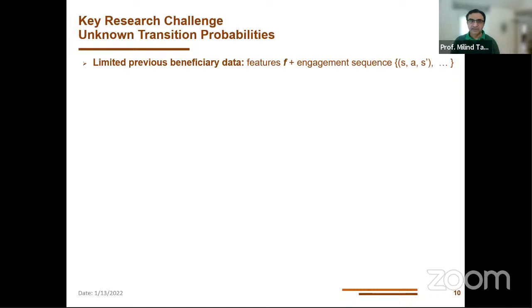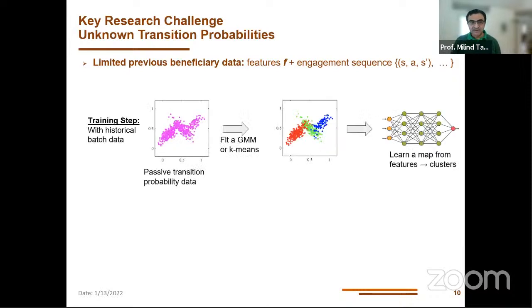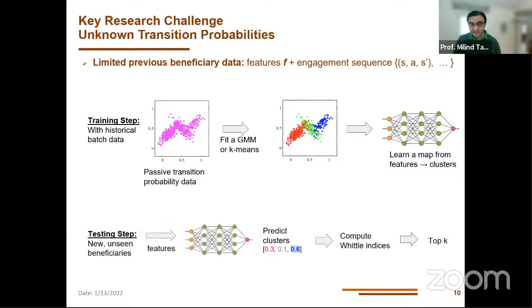So from this past data, in a training step, we can cluster this data and then map the features into these clusters, which give us transition probabilities for each mother. So essentially, we have a mapping from features to transition probabilities for previous mothers. When a new mother walks into a mitra, given her features, we can predict the cluster she belongs to, i.e. we can predict her transition probabilities. Once we have that, we can compute her Whittle index and then choose the top K mothers to call.